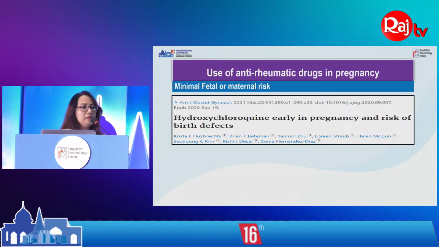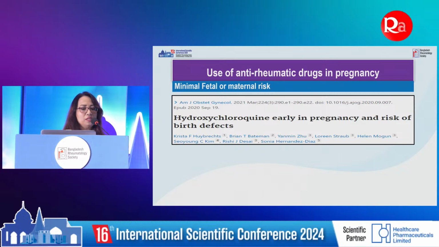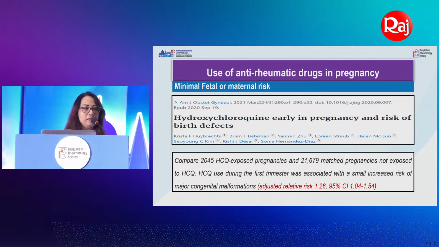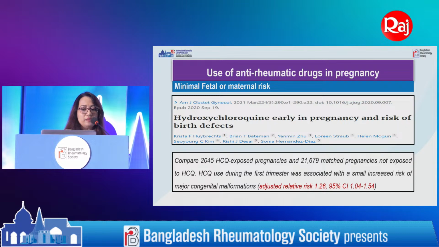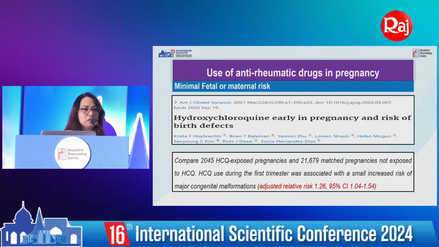But recently there was a small alarm. We know the studies and the gathering of data is continuing. So this 2021 data of hydroxychloroquine early in pregnancy and risk of birth defect, with a lot of patients, like 2,045 hydroxychloroquine exposed and 21,679 unexposed, shows that there was a small risk of major congenital malformation, relative risk 1.2.